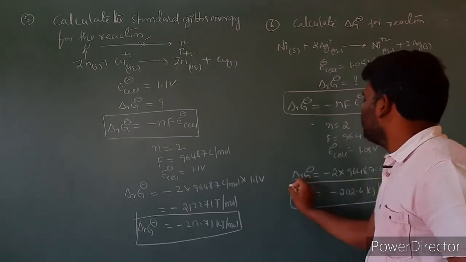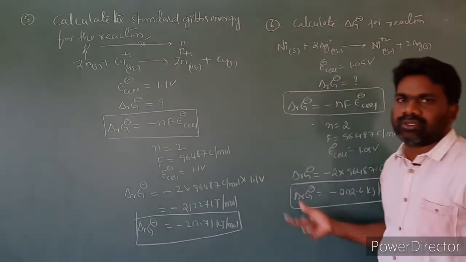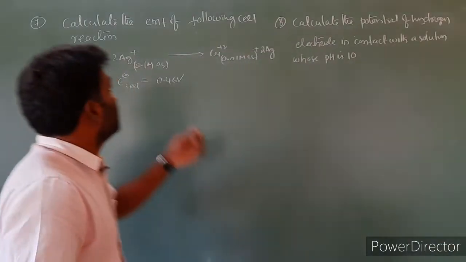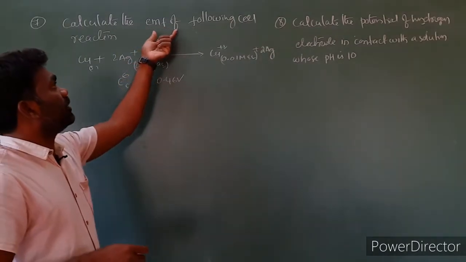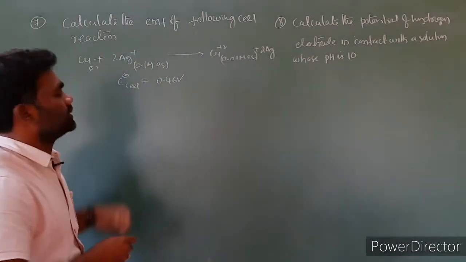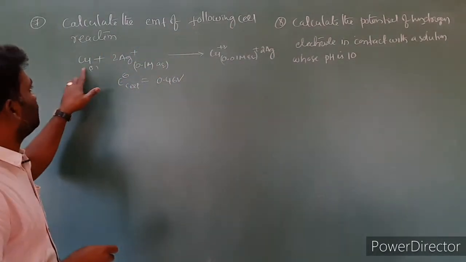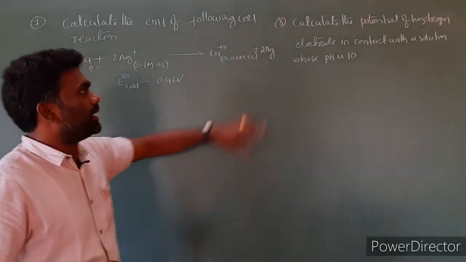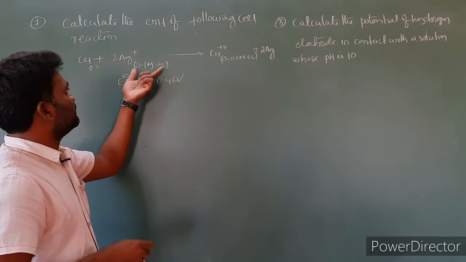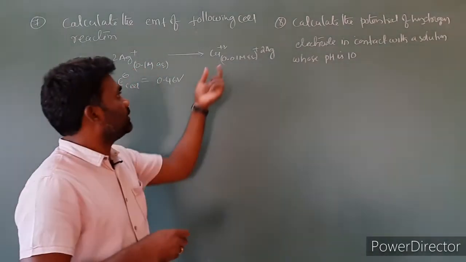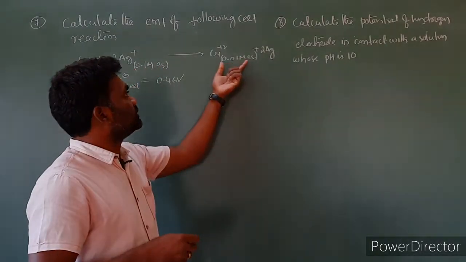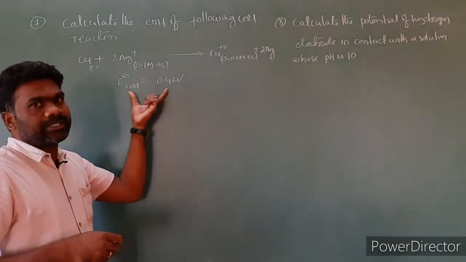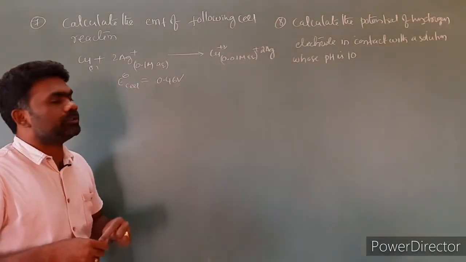So this is the standard Gibbs energy for this cell. Next problem. Calculate the EMF of the following cell reaction. The cell reaction is given: Cu + 2Ag+ gives rise to Cu2+ + 2Ag. The concentration of Ag+ is given as 0.1 M in aqueous medium, and the concentration of Cu2+ is 0.01 M in aqueous medium. And one more data is given, the standard potential of the cell is 0.46 volts.